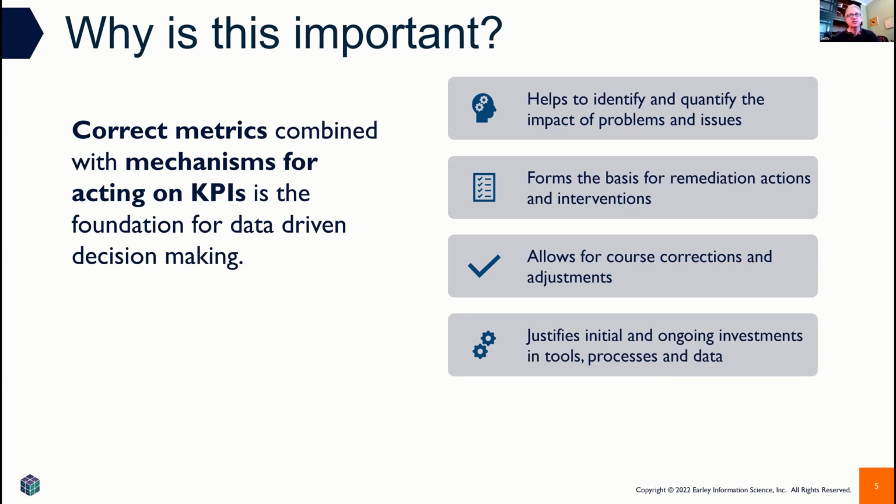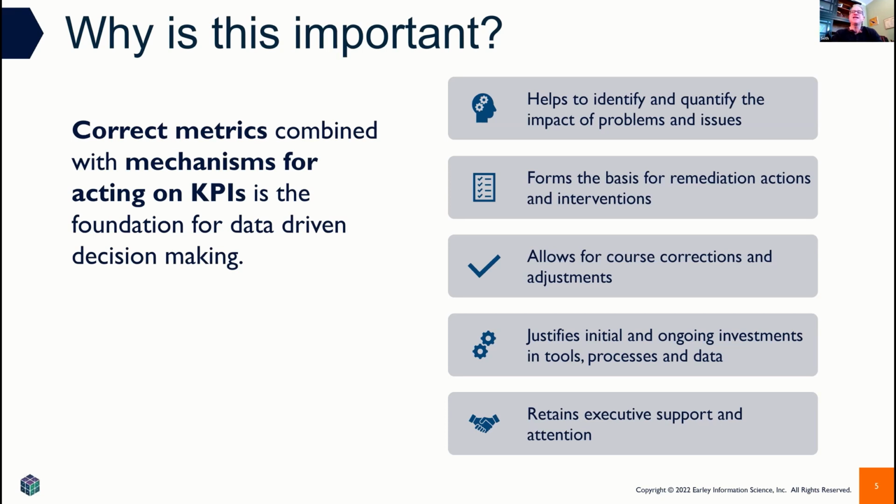We want to make sure that we can justify investments, whether it's an initial investment or an ongoing investment in technology and tools and processes and data. Many times it's hard to justify data projects, but we're going to show you some ways to do that. And of course, getting and retaining executive support. If people can't see the impact, if they can't see how it's connected to the bottom line, whether it's top line sales, cost reduction, or increase in revenue or retention, those metrics are what's important to executives. They are not going to fund things that they don't see value in.